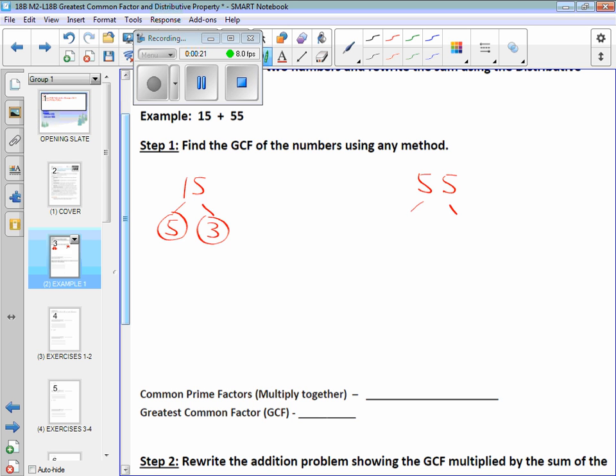Santino, give me two factors for 55. 5 and what? Anyone prime? 5 and 11, both prime.